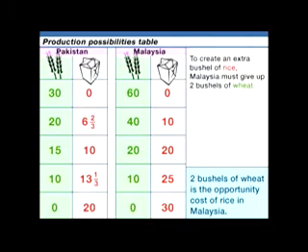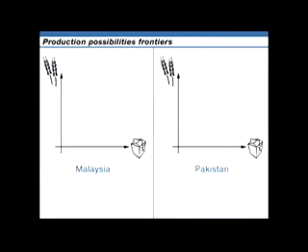The first diagram will represent the production possibilities of Malaysia. The second set of axes will represent the production possibilities of Pakistan. Now, we've got to label the axes carefully or the diagram doesn't mean anything. So let's put wheat on the vertical axis in each case, and we will put rice on the horizontal axis in each diagram. Now we are ready to draw the production possibilities frontiers, and we have 2 options.